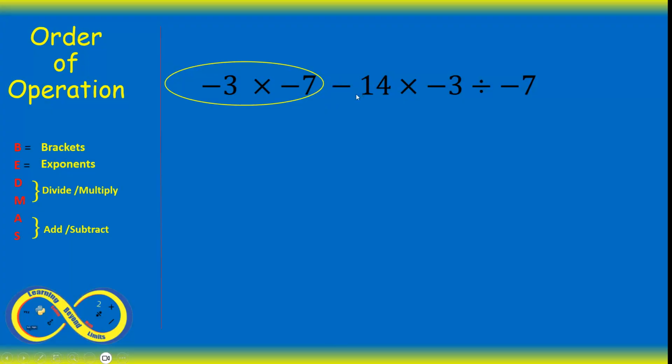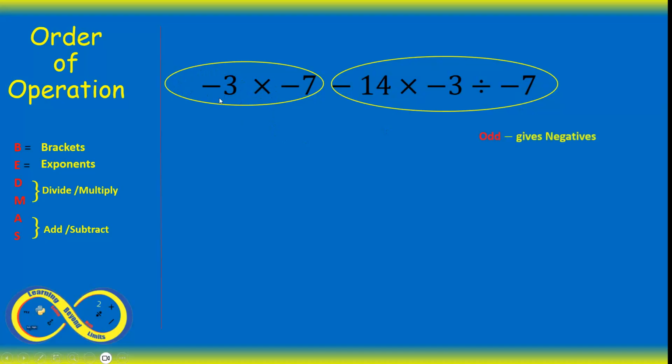Now we'll continue to circle. Notice how the circle goes around all the remaining digits because this is no longer a subtraction but a negative, and this is a negative, and this is a negative. And therefore, we're now going to solve each bubble.